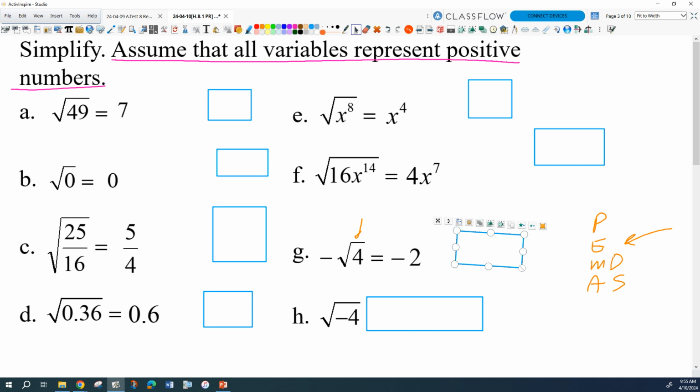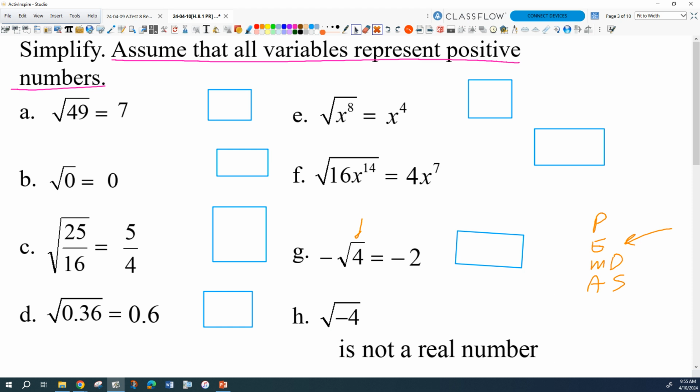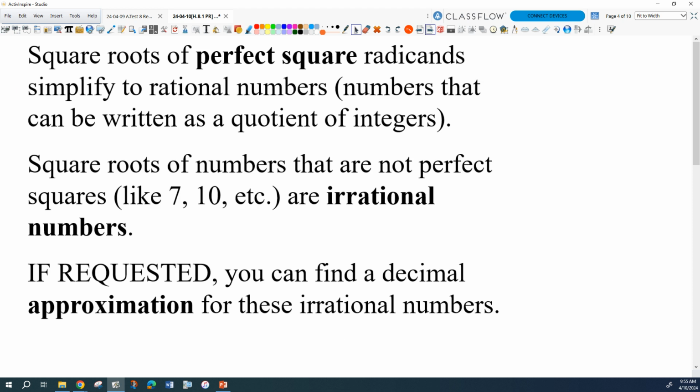And so this one is not a real number. Okay? It's a different kind of number that we'll talk about, but not today. Question? Nope. Okay, so how do we deal with square roots?